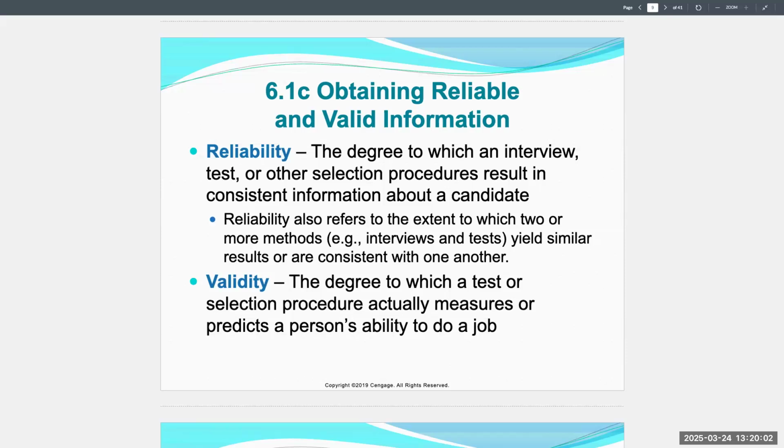Now, validity is about accuracy. Does the test actually measure what it's supposed to measure? For example, if you're hiring a data analyst, does your math test predict how they'll analyze data in a real-world situation? This is called predictive validity, and there is also content validity, which asks whether the test reflects the actual job. A good work sample test for a graphic designer might ask the candidate to design a logo, not solve a logic puzzle.